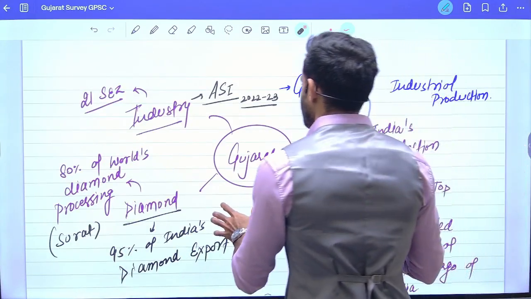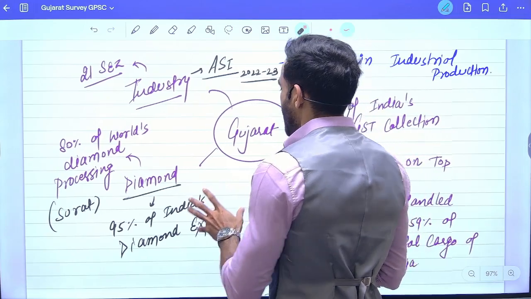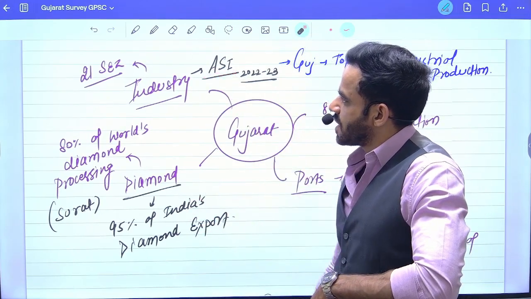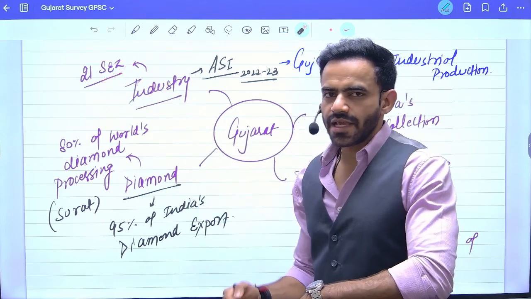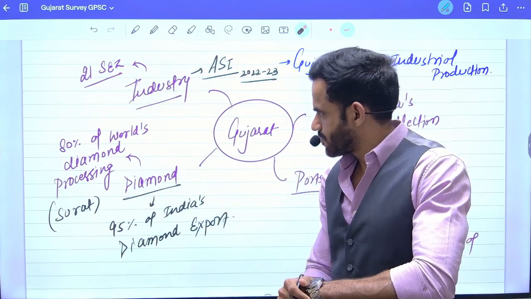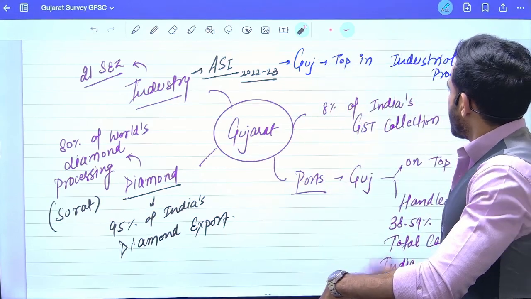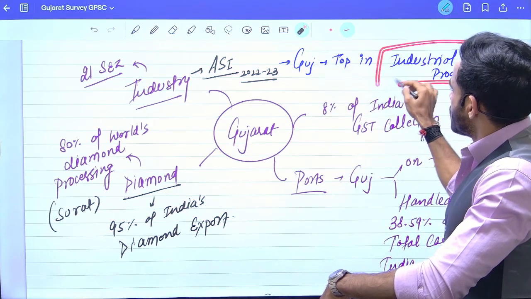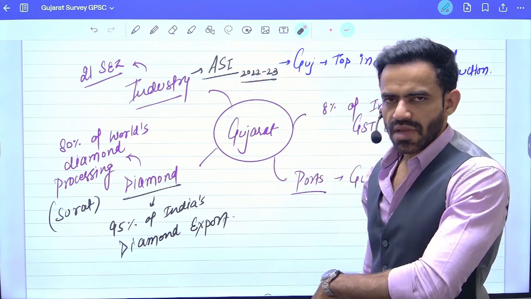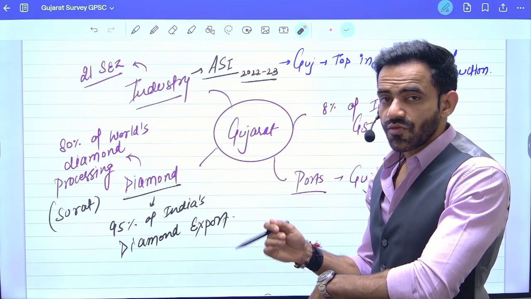Now, let's talk about the industries in Gujarat. As per the annual survey of industries, there are 21 SEZ in Gujarat. SEZ refers to special economic zones. Now, in terms of industrial production, Gujarat is on top position as per the same survey, the annual survey of industries. Gujarat is on top position in terms of industrial production.